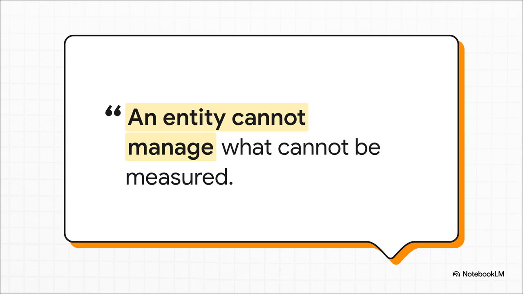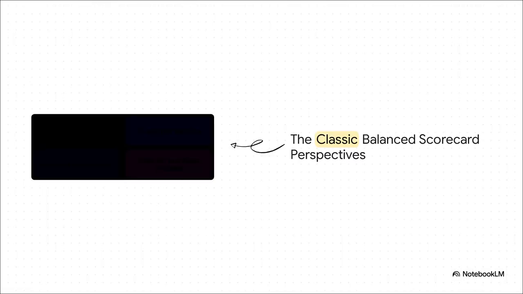To fix this, we look to a core philosophy straight from the source: an entity cannot manage what cannot be measured. To create real long-term value, a business has to balance its short-term financial data with non-financial, long-term considerations. And to do that, you've got to find a way to actually measure those non-financial aspects. So, enter the classic balanced scorecard. It's built on 4 distinct perspectives: financial performance, customer service, internal business process, and learning and growth.